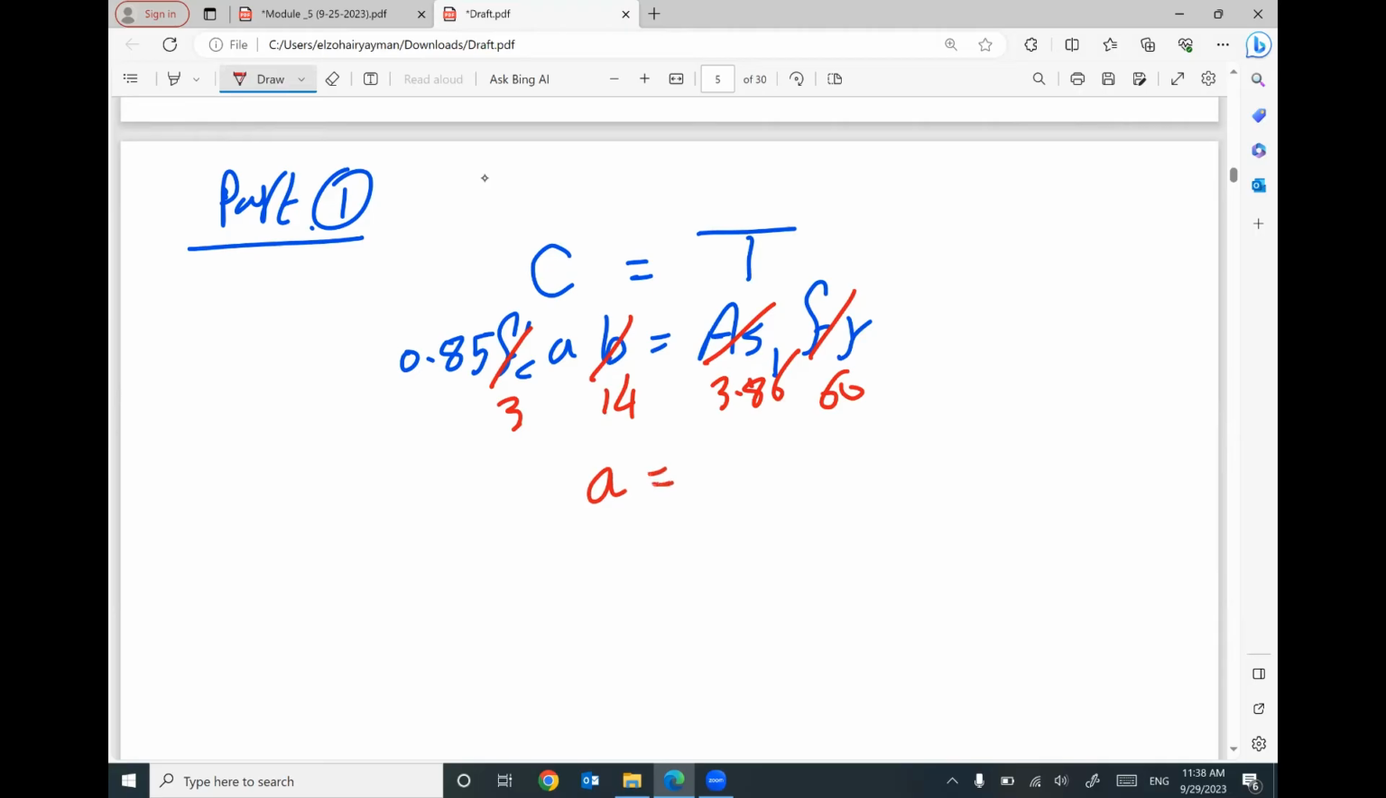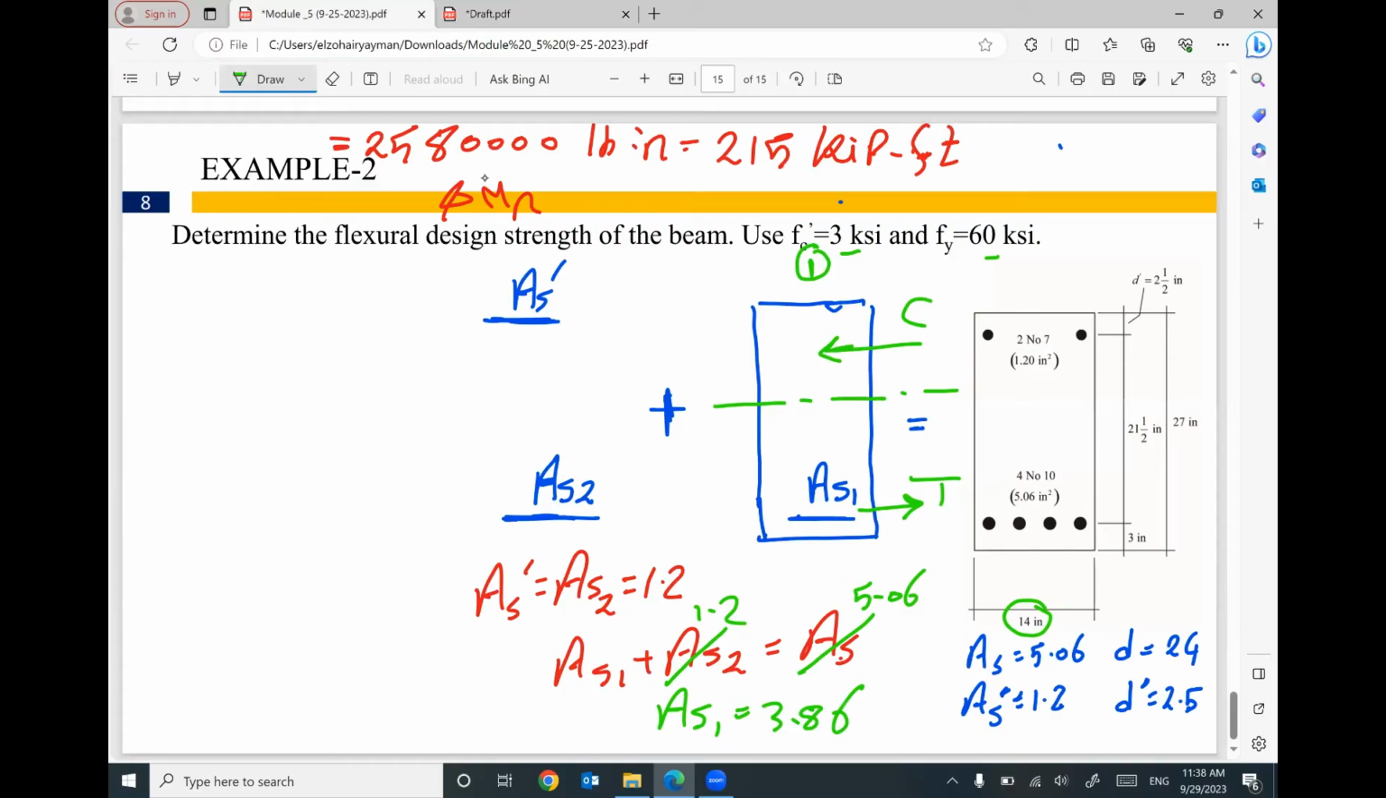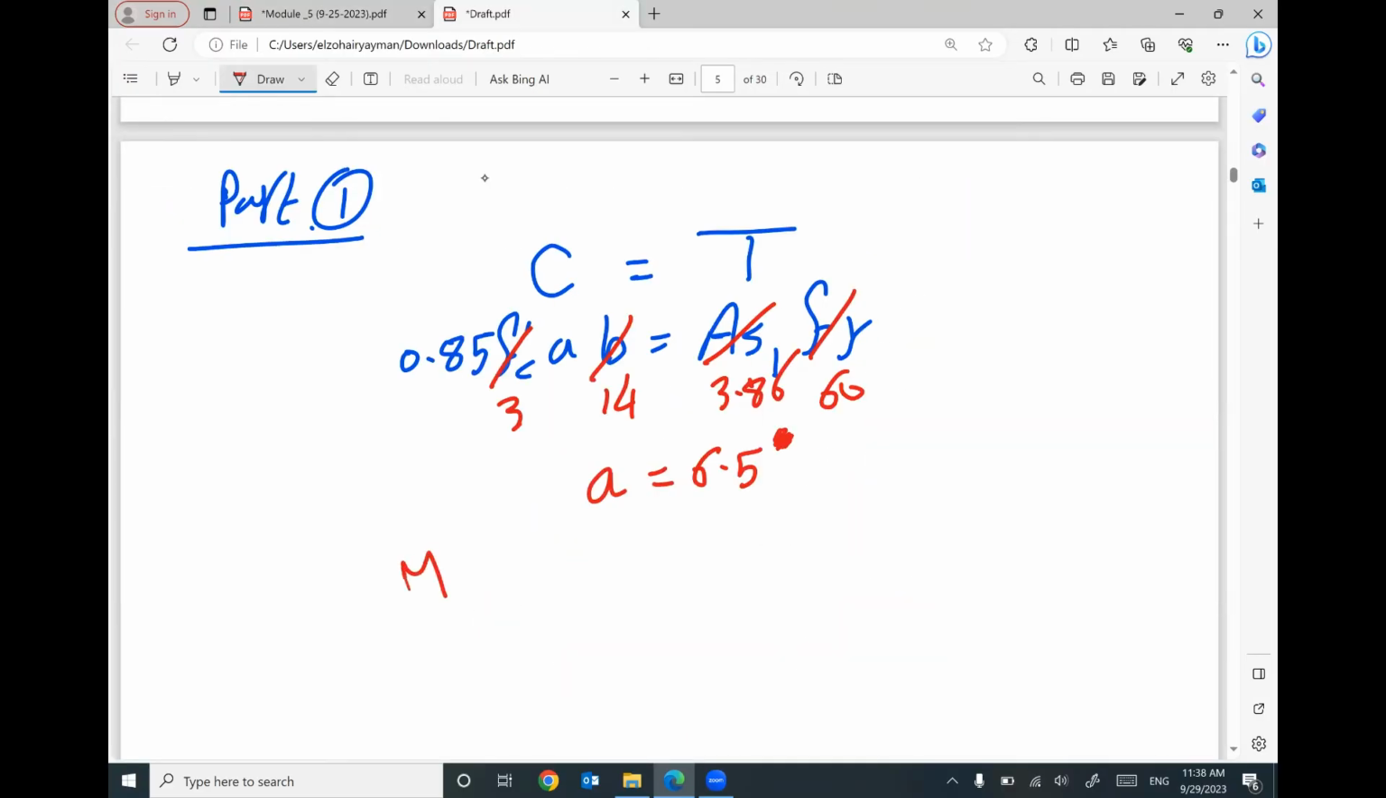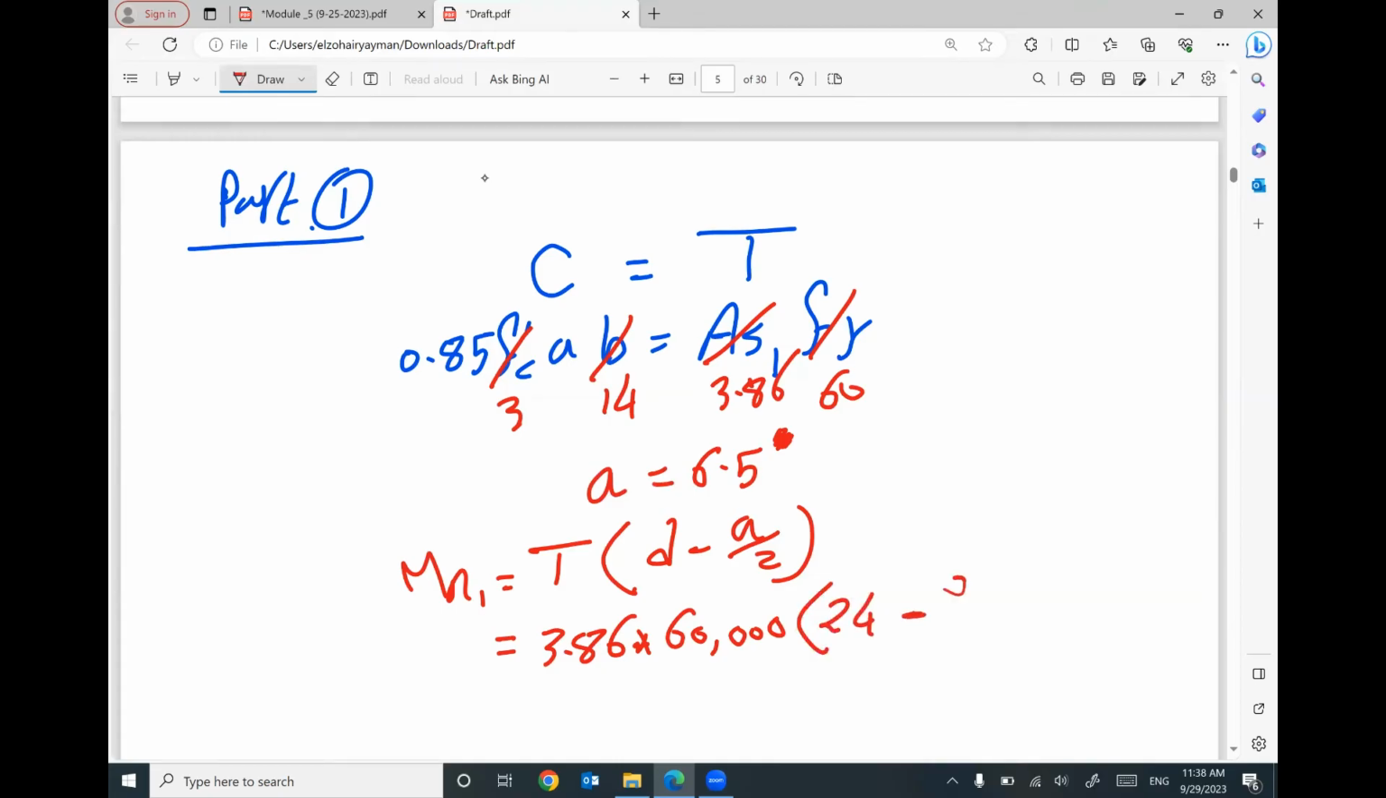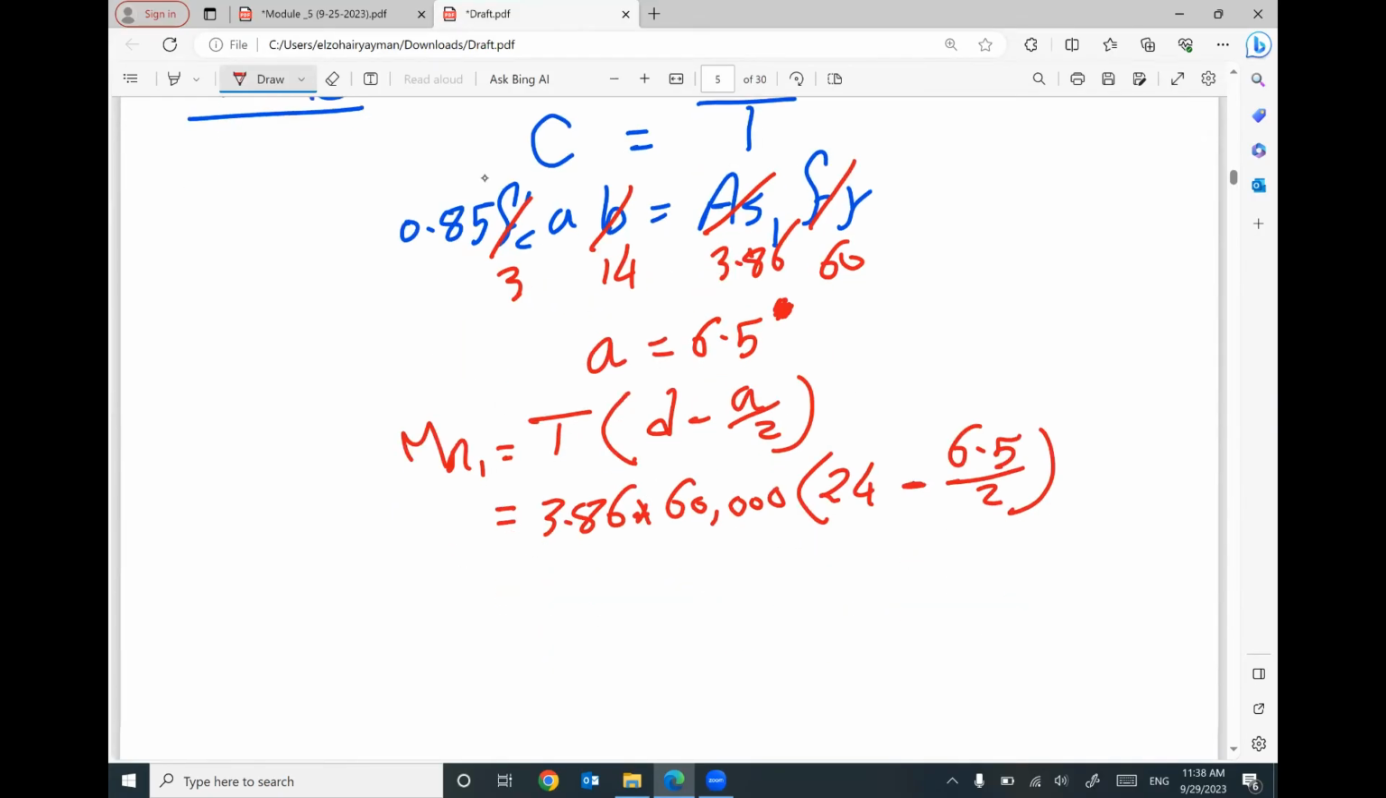So the value of A will be 6.5 inch. Keep in your mind, the distance between the two forces will be D minus A divided by 2. So MN1 will equal capital T times D minus A divided by 2. Capital T equals 3.86 times 60,000 times your depth 24 minus A 6.5 divided by 2. Then I can figure out the nominal moment.